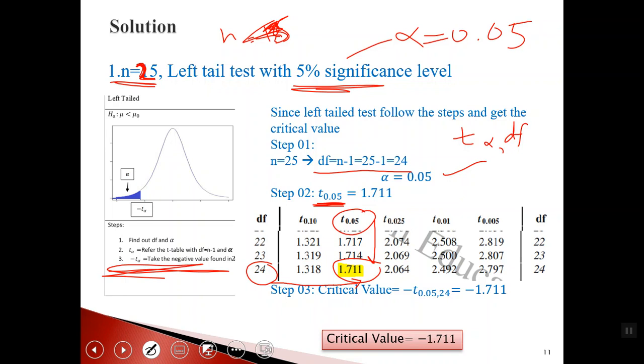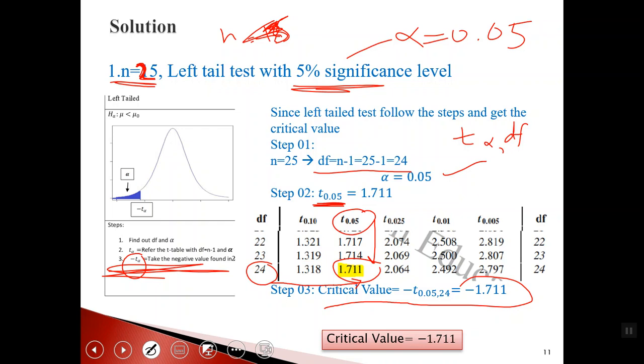Since you are using left tail test, you have to take negative t alpha. So you have to flip the sign. So critical value is negative 1.711. You have to flip the sign since you are dealing with left tail. So you should remember which test or which tail you are using. That's the important thing here.